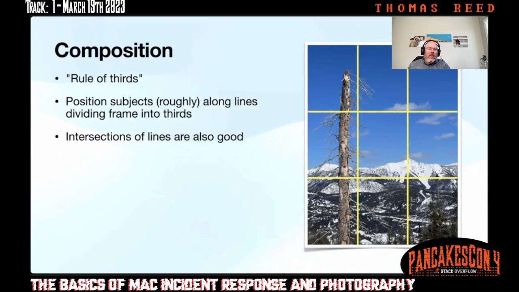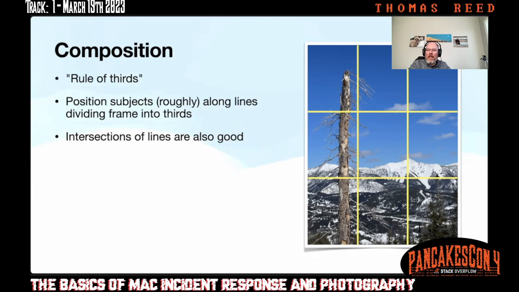So the first rule, so to speak, is the rule of thirds. And this says that if you divide your frame up into thirds, both vertically and horizontally, wherever those lines are, those are good places to place a subject, roughly. And the intersections, those four intersections of lines, are also good spots. And you can see here in this picture, you've got the tree kind of roughly along one of those lines, and the horizon's roughly along one of those lines. So that gives you good placement of objects in the scene.